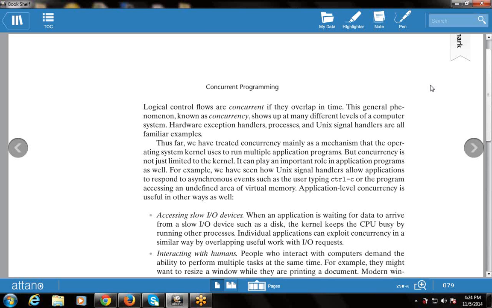For example, we have seen how a UNIX signal handler allows applications to respond to asynchronous events, such as the user typing Control-C, or the program accessing an undefined area of virtual memory. Application concurrency is useful in the following ways. So why is concurrency useful? These are the various advantages. That is why concurrency is very useful in any application program or application software.